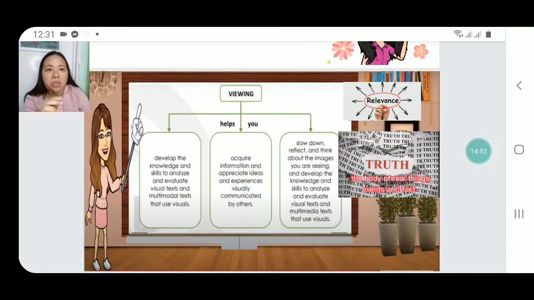Viewing can also slow us down. We can reflect and think about the images we are seeing and develop the knowledge and skills to analyze and evaluate visual text and multimedia text that use visuals.